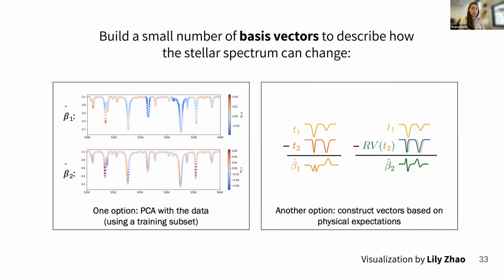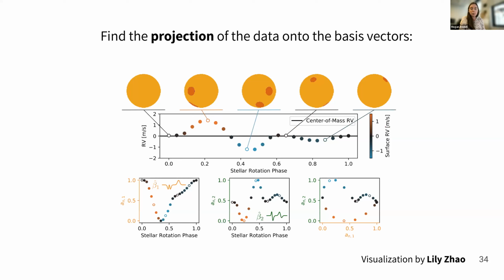But once we have those basis vectors, it's pretty straightforward what we do next. We need to project the spectra onto the basis vectors, so figure out at each time what fraction of each basis is represented in the observation. Doing that projection allows us to come up with a contour where you can locate the spectrum at any given time or phase within this sort of latent space of the basis vectors.